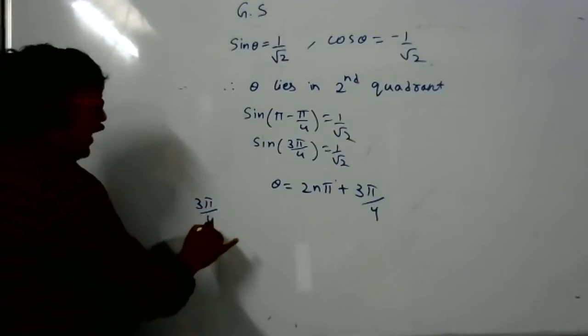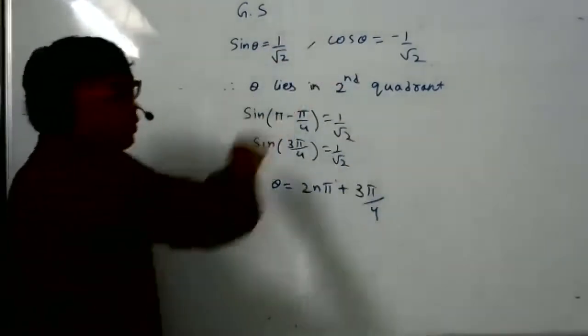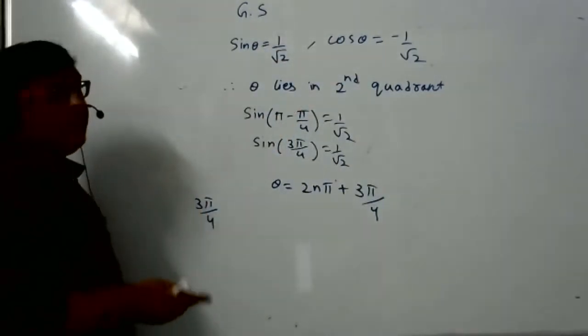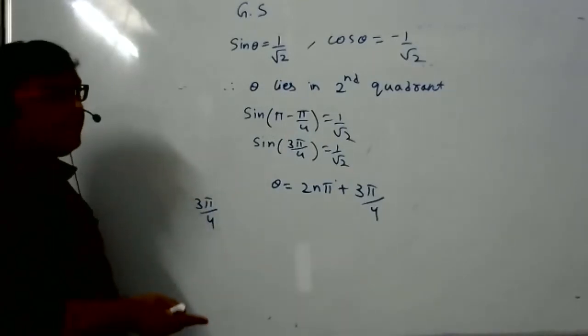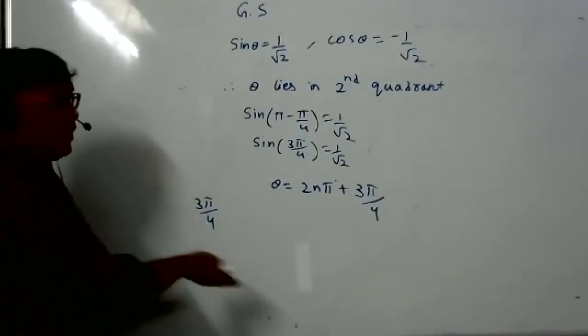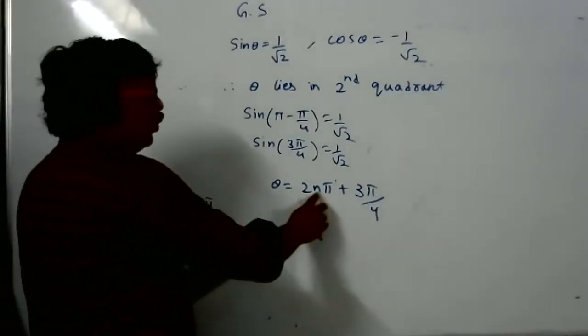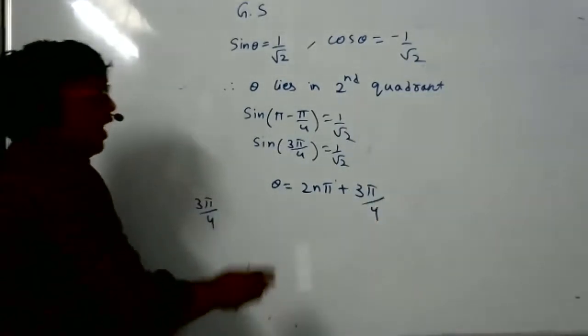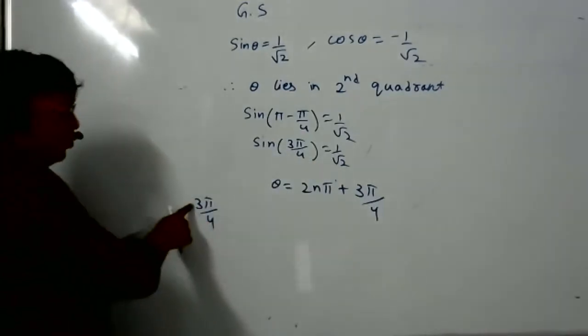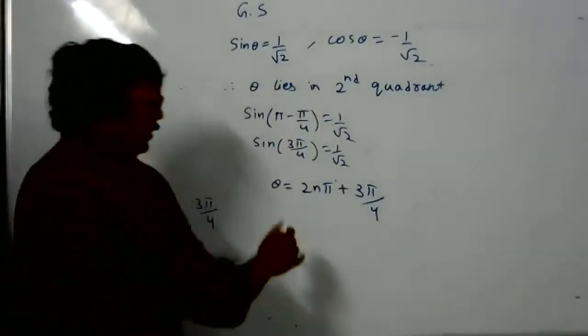Now, what is the next angle for which same things hold good? Sine of that angle will be 1 by root 2 and cos of the same angle will be minus 1 by root 2. Obviously, this process will repeat after 2 pi. That's why we have added theta is equal to 2n pi plus 3 pi by 4. After every 2 pi, means if you add 2 pi to here, we'll get the same answer.